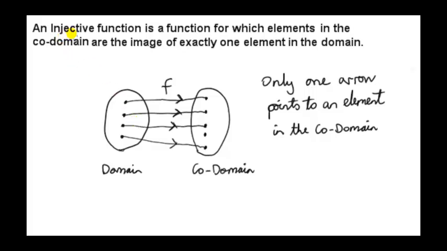The next type of function is an injective function. This is a function for which elements in the codomain are the image of exactly one element in the domain. So informally, we could say that an injective function is a function for which only one arrow points to an element in the codomain. You see, these elements here have only one element pointing to them. Well, you can see an element here with no arrow pointing to it, but that's fine. This function doesn't have to be surjective.